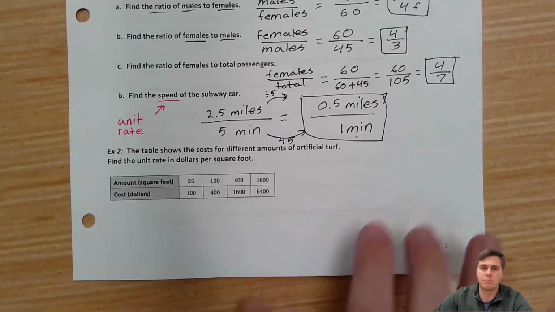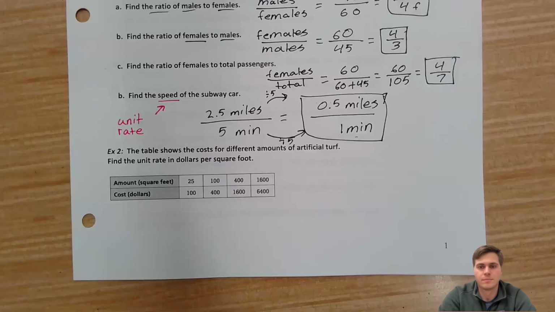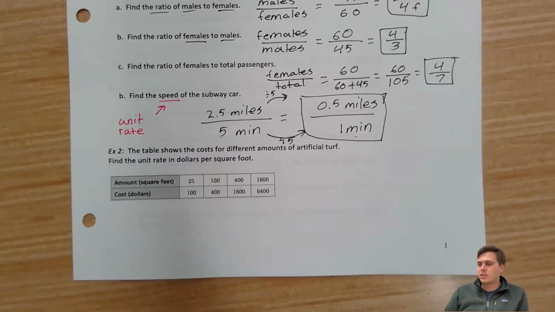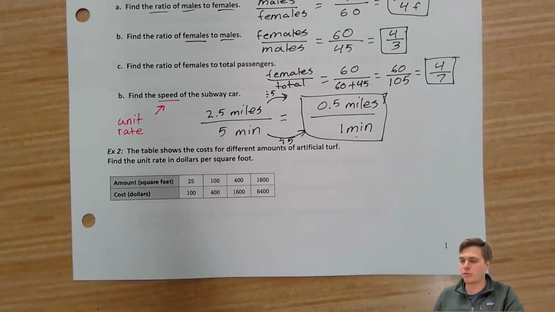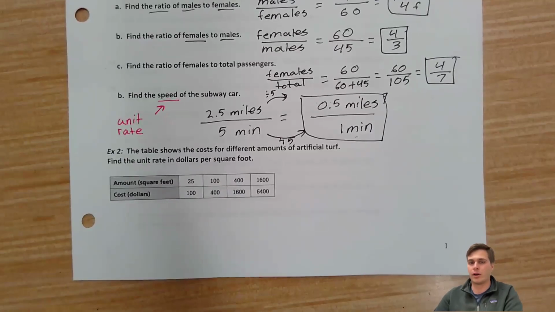So let's move on here. All right, let's continue. The table shows the cost of different amounts of artificial turf. Find the unit rate in dollars per square foot.